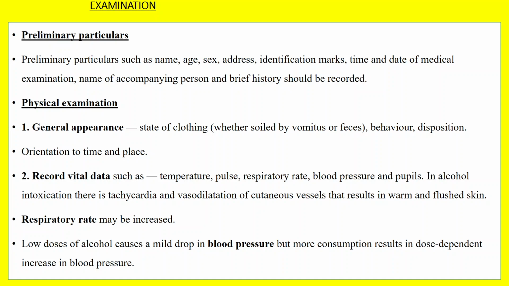We have to look for his clothes, whether they are soiled by vomitus or feces, his behavior, his disposition, his orientation to time and place. Secondly, we have to record the vital data such as the temperature, pulse, blood pressure, respiratory rate, and the pupils are to be assessed. In alcohol intoxication, there is tachycardia and vasodilatation of the cutaneous vessels that result in warm and flushed skin.